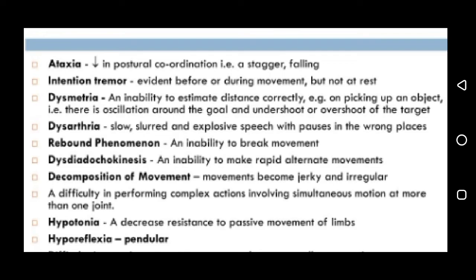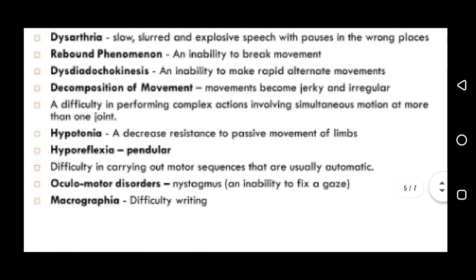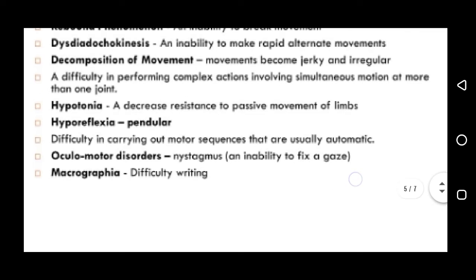Hypotonia, a decreased resistance to passive movement of the limbs. Hyporeflexia, that is pendular deep jerk present. Difficulty in carrying out motor sequences that are usually automatic. Oculomotor disturbances, that is nystagmus and inability to fix a gaze. Macrographia, that is difficult writing. All are due to incoordination of the involved muscles.